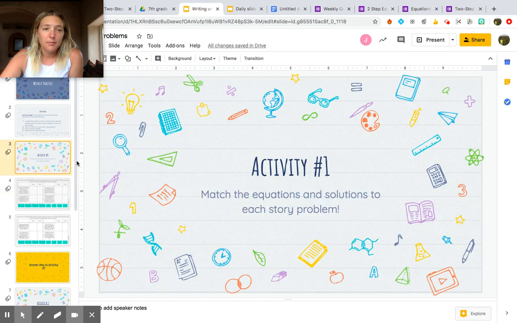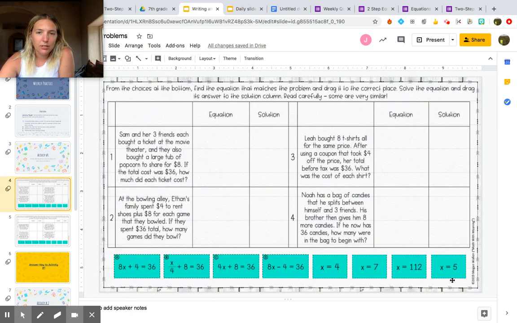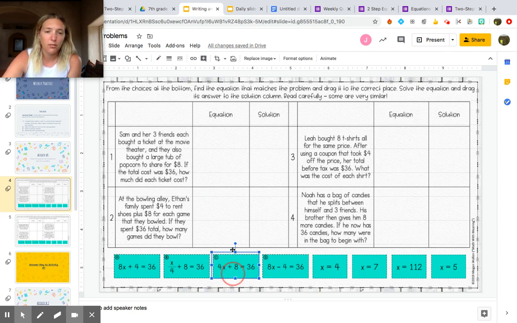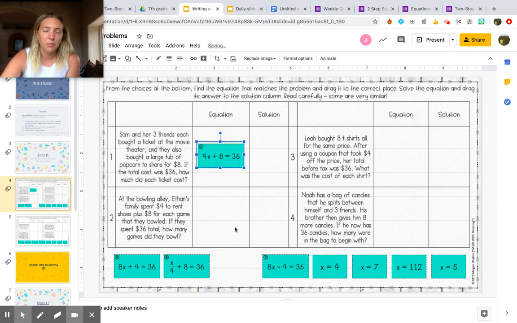So the first activity is one that we did in class together, where you were solving equations and matching them to story problems. If you look at this, you'll see 4 story problems, and you'll read a story problem, determine what the variable is and what the total is, and try to figure out which equation matches. So if Sam and her 3 friends each bought a ticket at the movie theater and they also bought a large tub of popcorn to share for $8, and it cost a total of $36, how much did each ticket cost? So I know that we're looking for the cost of each ticket and that there were 4 friends total plus the $8 popcorn. So as a hint, I'm going to help you guys and put that one right there.